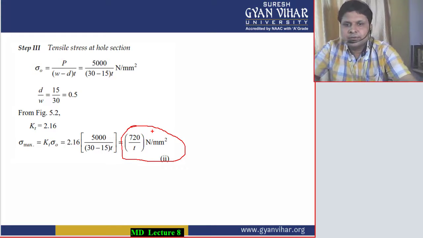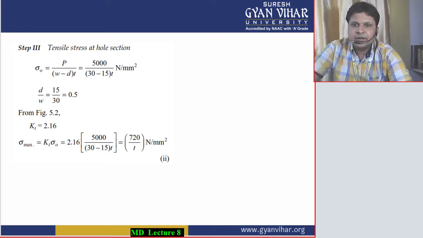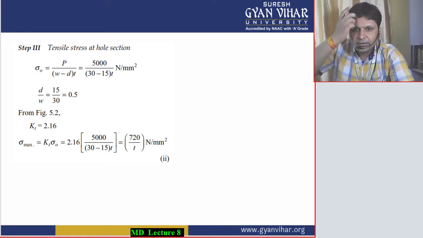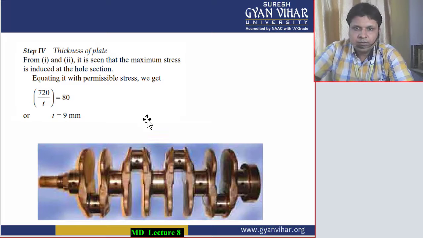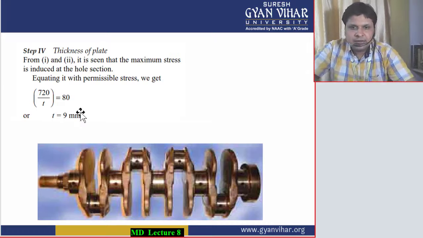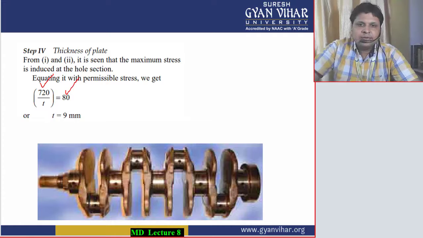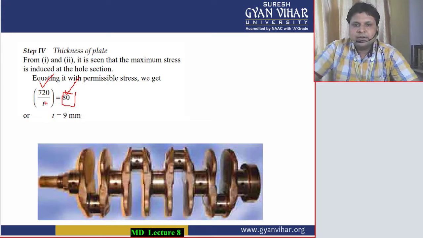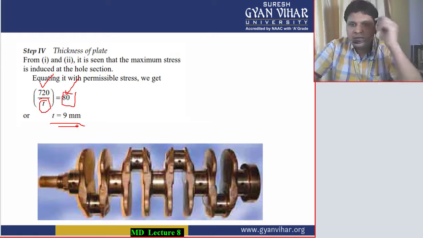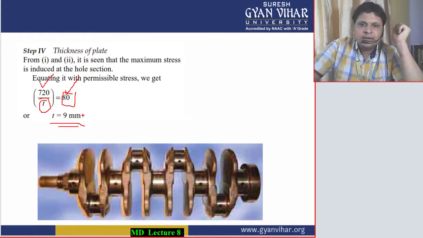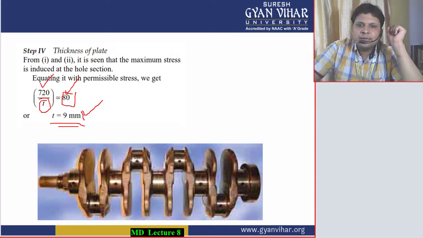Now moving further, since we are doing the designing, we have to calculate the value of thickness. The thickness of the plate can be calculated. The designed value of stress, this maximum value of stress at the hole section, can only be equal to 80. So why not equate this 720 by t with 80? If you equate 720 by t with 80, you will get the t value equal to 9 mm. So t is the thickness of the plate.